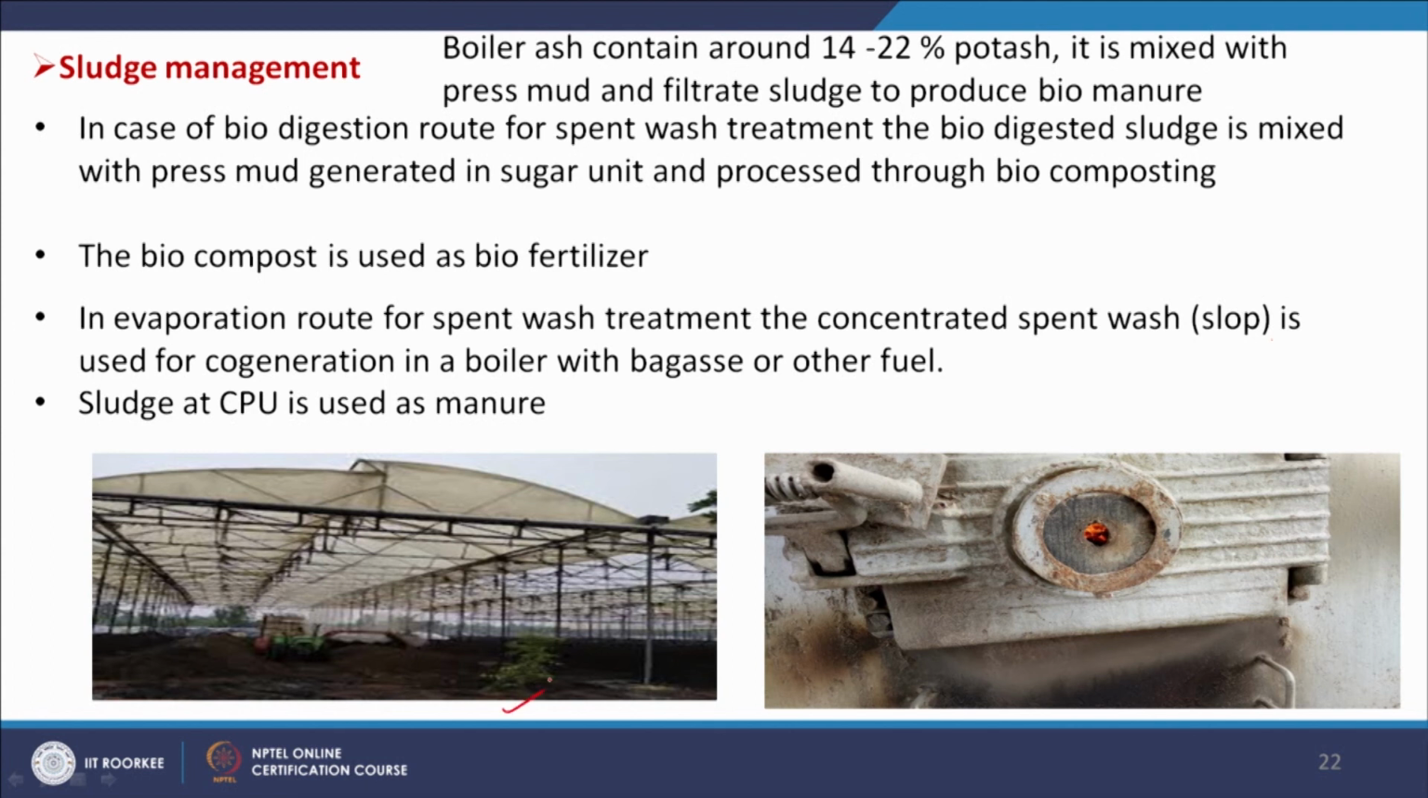This is showing one biocomposting plant, and this is your furnace where cogeneration takes place. The boiler ash which is generated in this furnace or boiler contains 14 to 22% potash, and it is mixed with press mud and filtered sludge to produce biomanure, or it is also used as fertilizer.